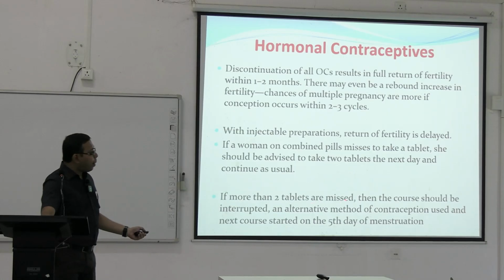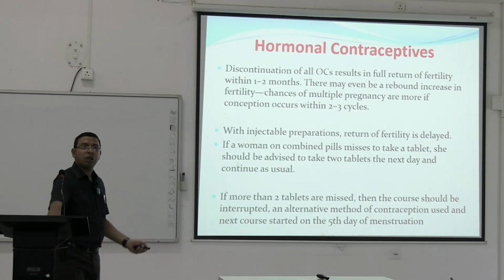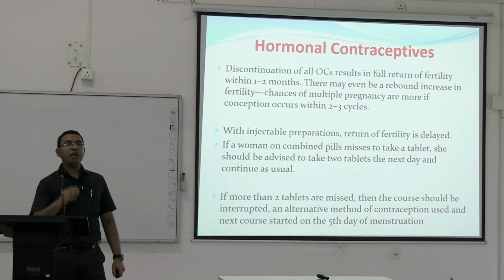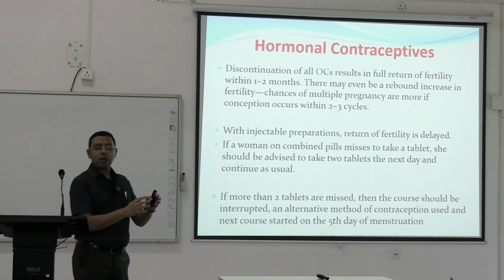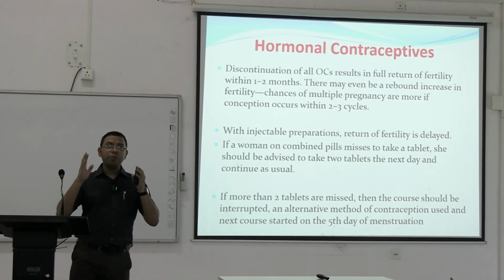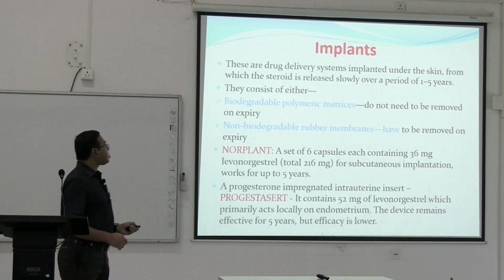If more than 2 tablets are missed, then the course should be interrupted, an alternative method of contraception used, and the next course started on the 5th day of the menstruation. This must be told to patients who are using contraceptive pills: if you miss 1 pill, you have to take 2 pills the next day. But if you miss 2 pills at a time, again it has to be discontinued, and for the next menstrual cycle, it is to be continued.